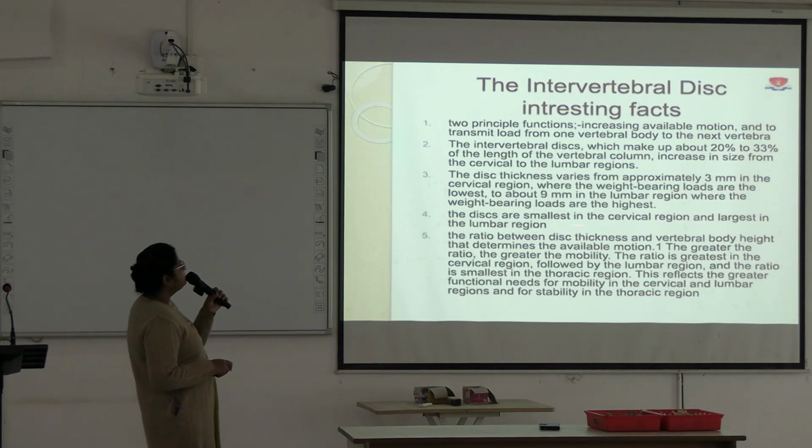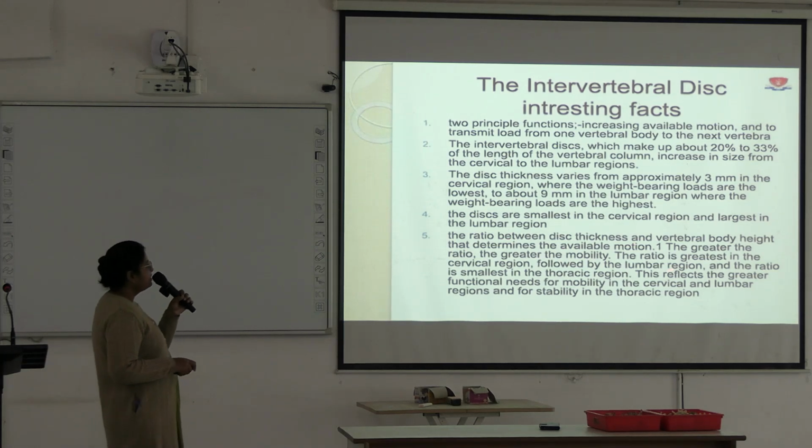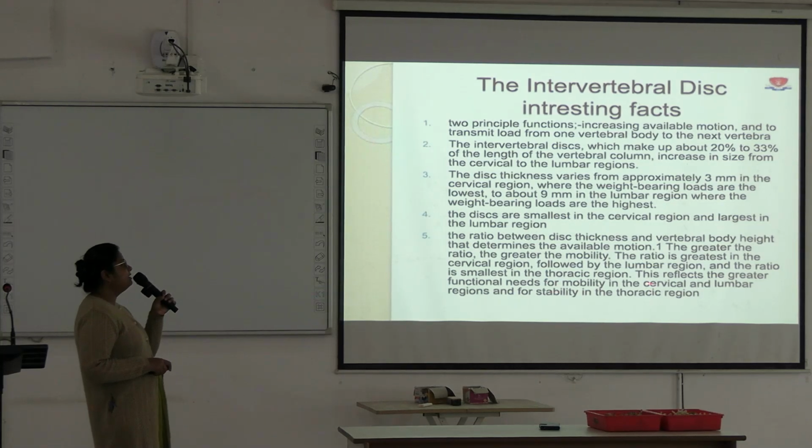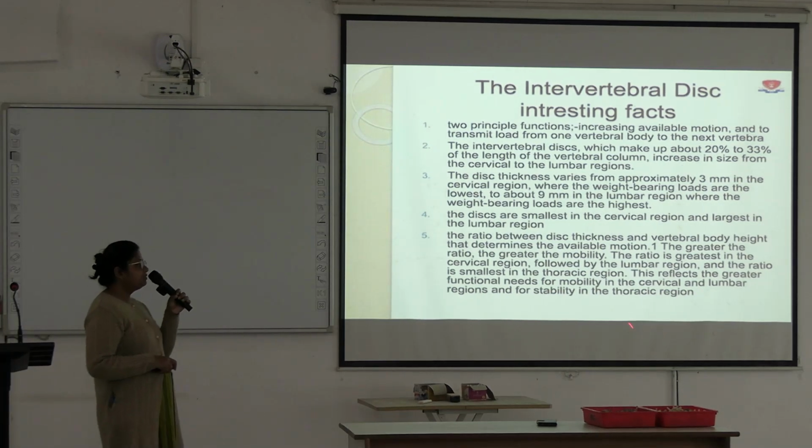And the ratio between the disc thickness and vertebral body height determines the available motion. The greater the ratio, the greater is the mobility. The ratio is greatest in the cervical region, followed by the lumbar region, and the ratio is smallest in the thoracic region. And this reflects the greater functional needs for mobility in the cervical and lumbar region and for stability in the thoracic region.